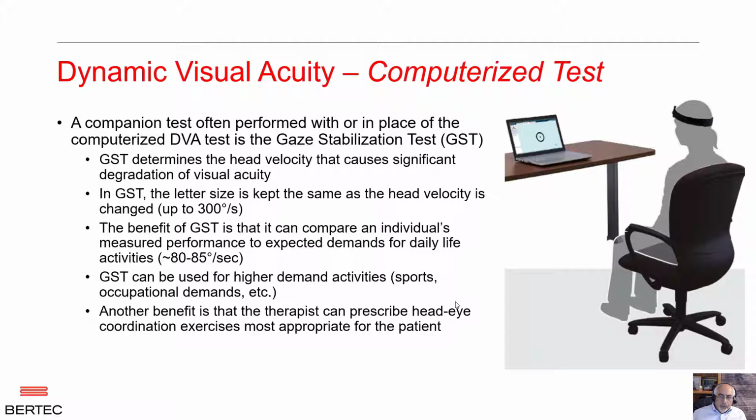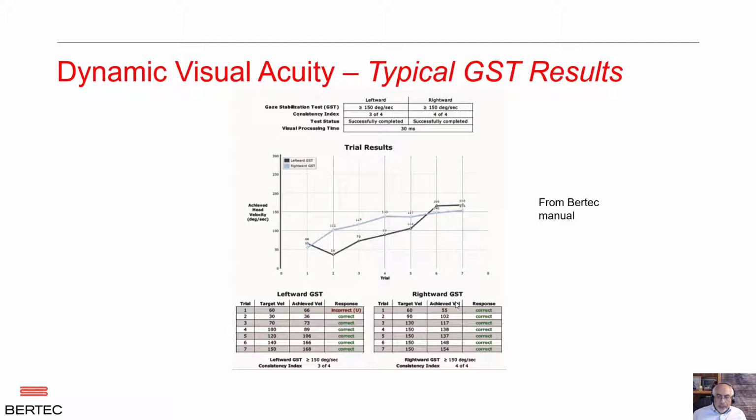For example, in a patient with the GST of 120 degrees per second, you want to start the head-eye coordination exercises right around or slightly below that value and push that up as the patient progresses. Here are the results for a normal individual during the standard performance GST. In the standard performance test, the maximum velocity is limited to 150 degrees per second. Patients who can achieve that level of GST can perform their normal daily activities with no issues. So from a clinical point of view, there's no need to proceed beyond that level.